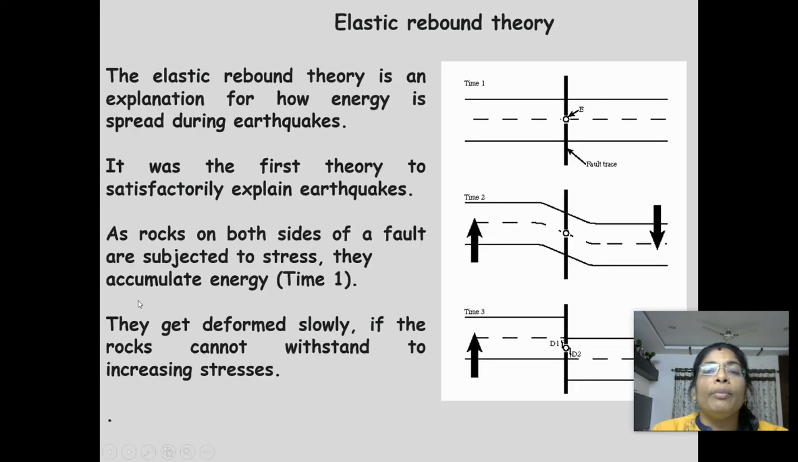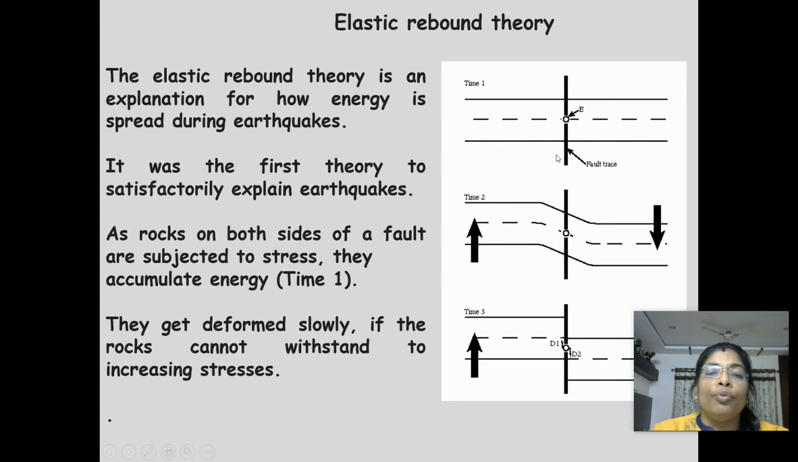The elastic rebound theory is explained with three time frames: time frame 1, time frame 2, and time frame 3. The first time frame is where the fault lies along the two sides of the rock. The elastic rebound theory is an explanation of how energy spreads during an earthquake. It was the first theory which satisfactorily explained the earthquake.